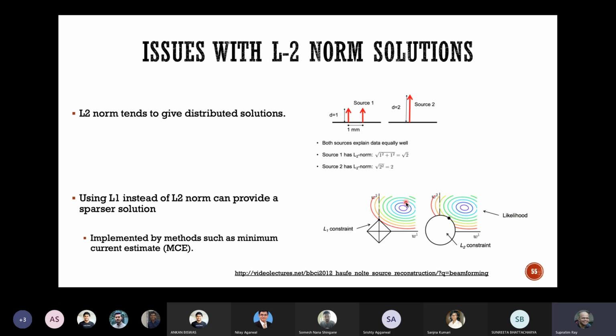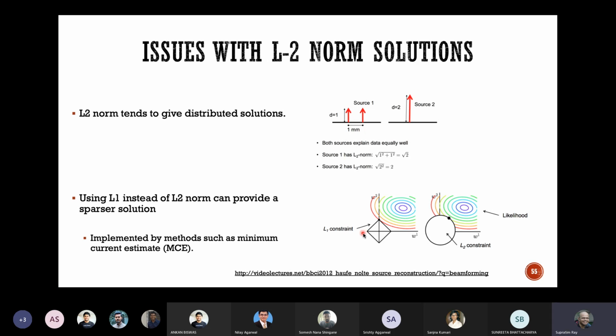Okay, so suppose your W1 and W2 are the weights of two dipoles. In a higher dimensional space, let's say a 10,000 dimensional space, if you consider there are 10,000 dipoles, this would be some sort of a plane in a 10,000 dimensional space, but let's just consider a two-dimensional space like this one.